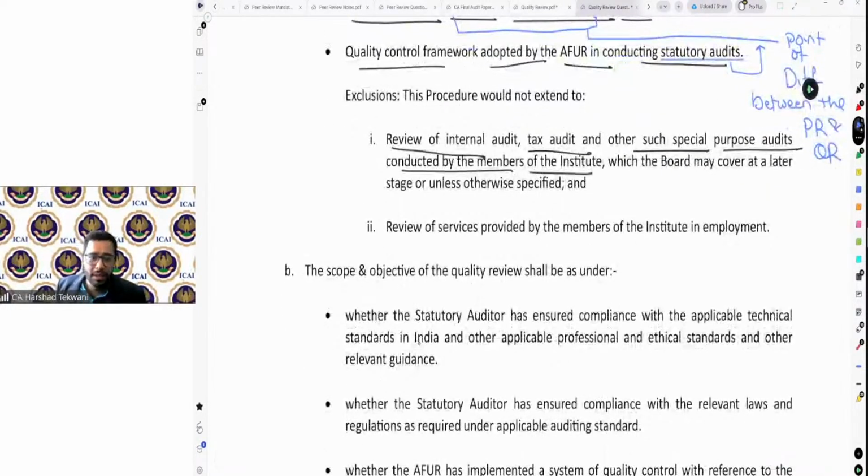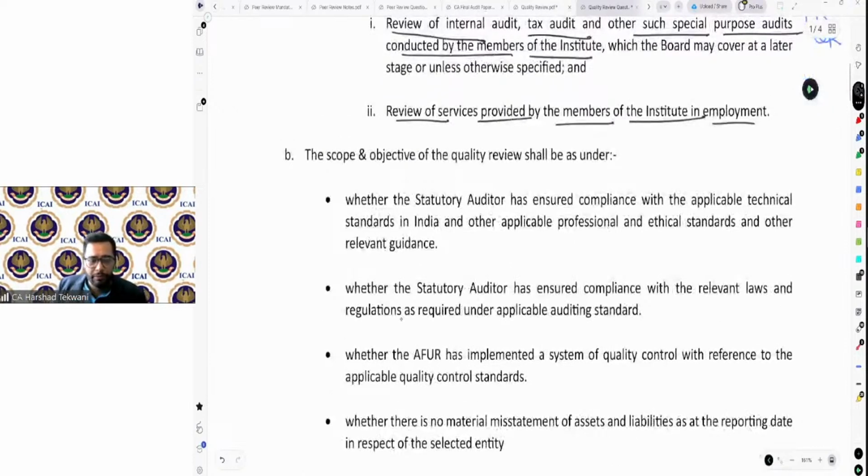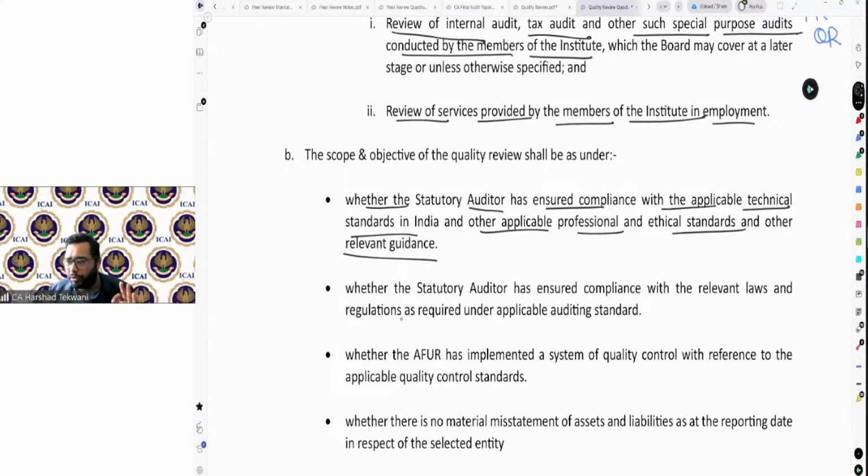Second, quality review does not include or excludes the review of service provided by the members of the institute in employment. So if I am in employment and I provide a service in my employment, that is not part of quality review. These objectives we already covered: whether the statutory auditor has ensured compliance with the applicable technical standards in India and other applicable professional and ethical standards and relevant guidelines. See, the definition of technical standards, applicable professional and ethical standards will not differ. They are very much the same.